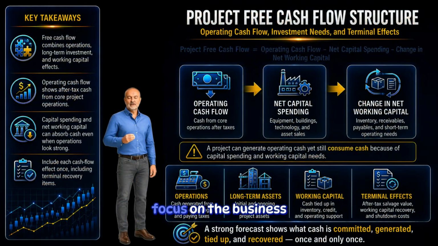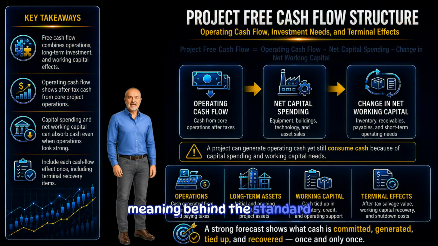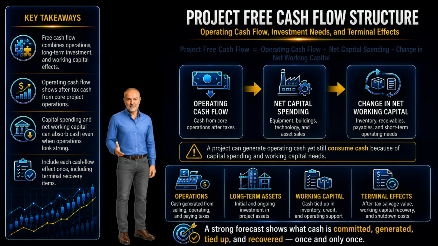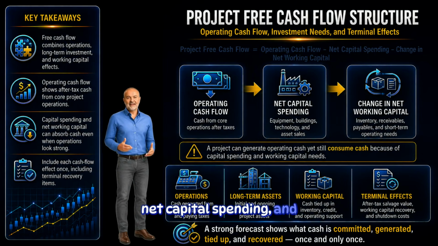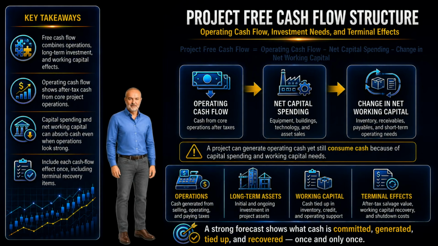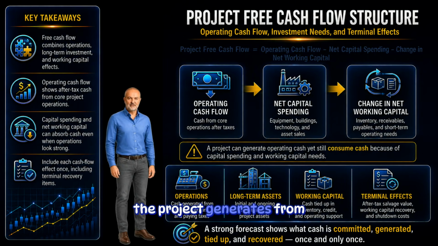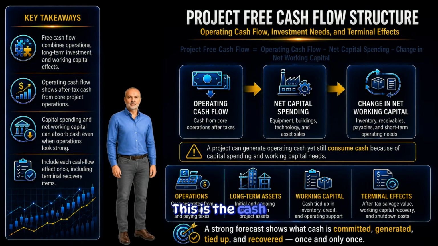I want us to focus on the business meaning behind the standard project free cash flow formula. It separates project cash flow into three main parts: operating cash flow, net capital spending, and changes in net working capital. Operating cash flow tells us how much cash the project generates from its core operations after taxes. This is the cash created by selling products or services, paying operating costs, and satisfying tax obligations.